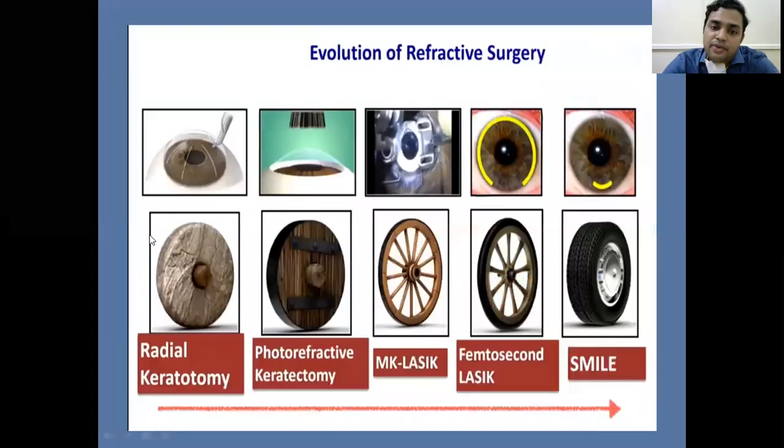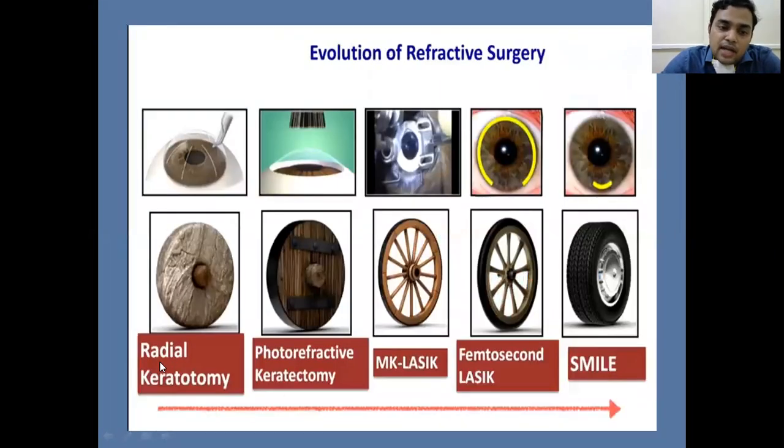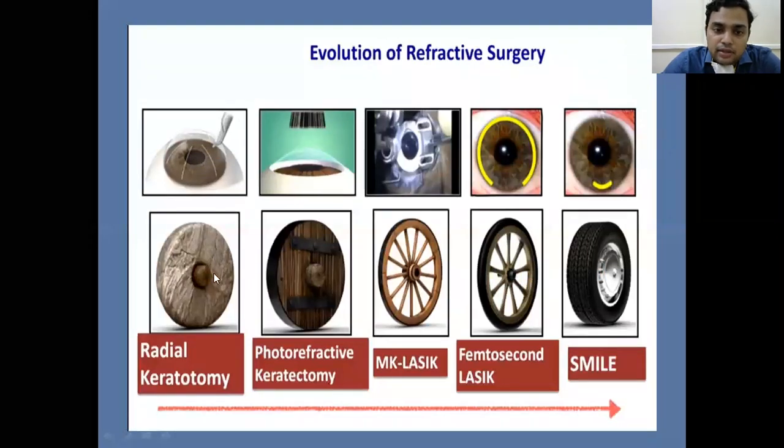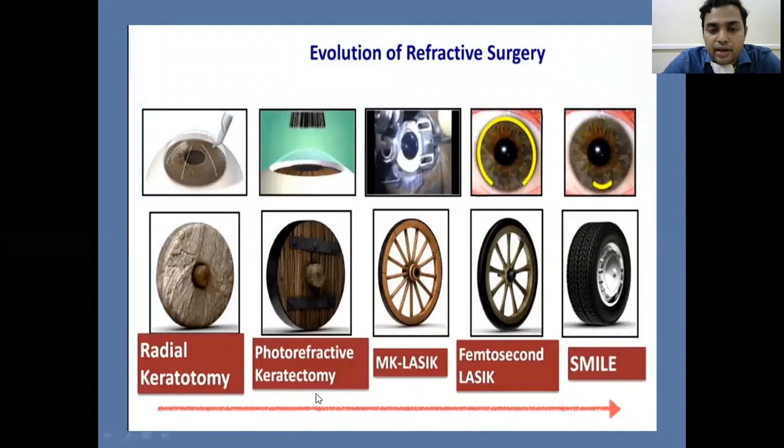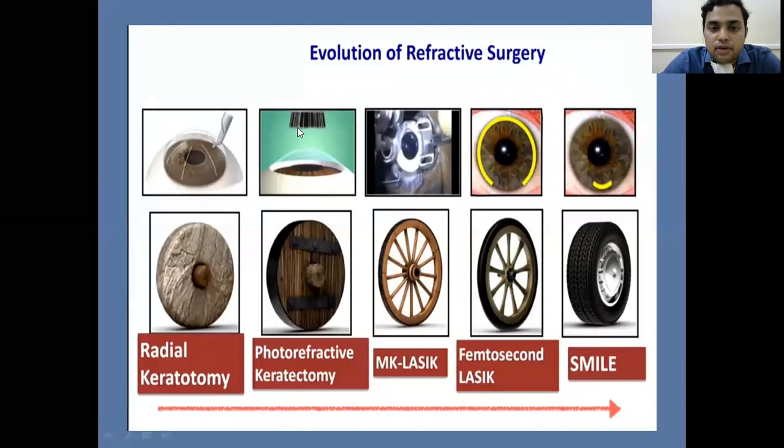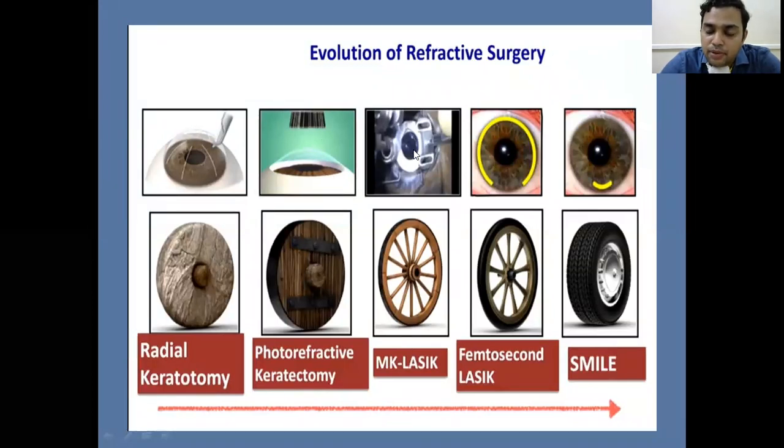So this is the evolution of refractive surgery, where we started with radial keratotomy. Here we see a stone wheel. We give peripheral cuts, and after healing, it reduces the curvature of the cornea. Then we advanced to photorefractive keratectomy, which is a wooden wheel. Here we have to remove the epithelium and ablate the cornea with the excimer laser. Then we advanced to microkeratome LASIK, where with the help of a microkeratome we create the flap, and the exposed part of the cornea is treated with excimer laser ablation.